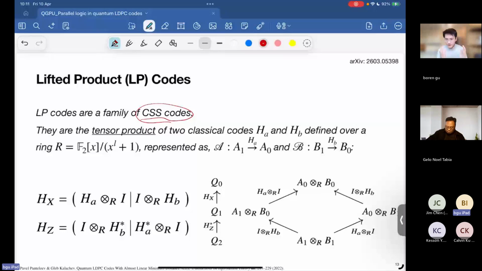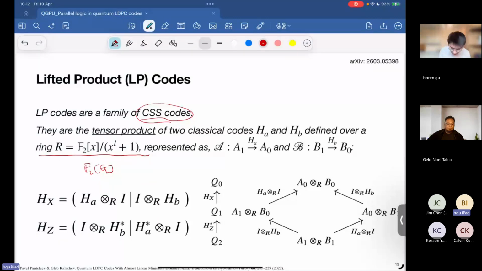And they are defined as a tensor product of 2 classical codes. Classical codes are just matrices, but over a ring, which here we consider the quotient polynomial ring. In general, it will be some F2 group algebra. For simplicity, we consider the simplest one, the polynomial quotient ring, where the group that you take is simply a cyclic group. In this way, we get 2 different representations, but they are equivalent to each other.